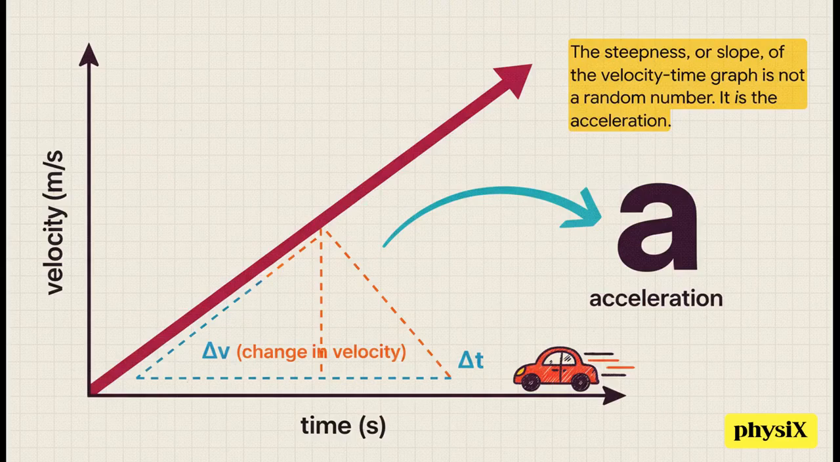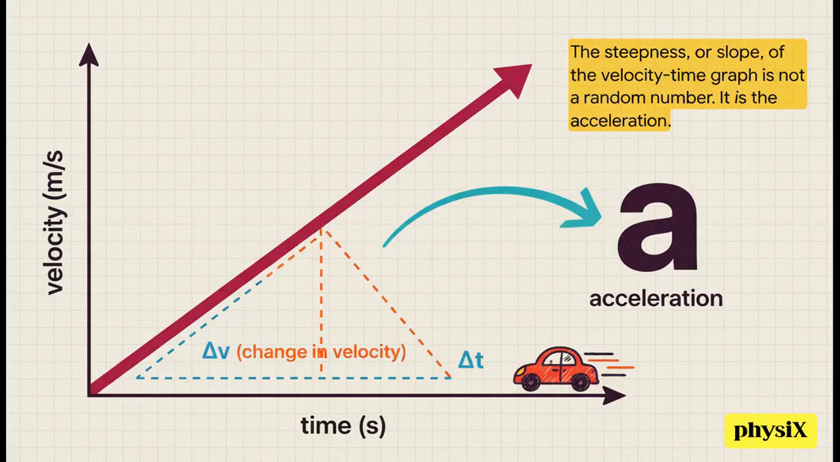And here's the really cool part, the aha moment. The steepness of that line, what mathematicians call the slope, it's not just some random number. It is the acceleration. For our car example, the slope is 3. That was our acceleration. The graph is literally showing you the physics.